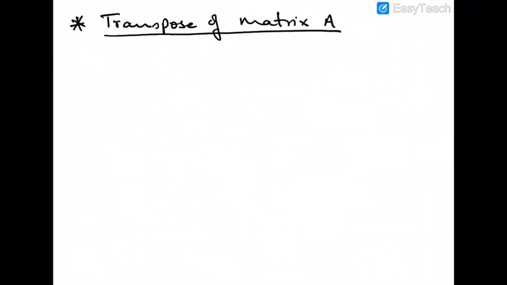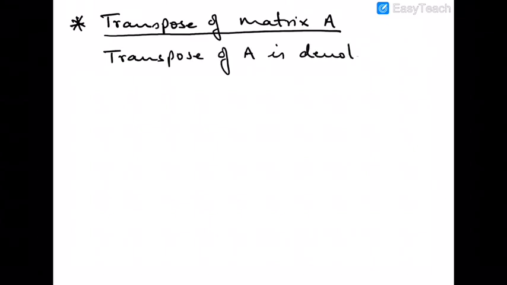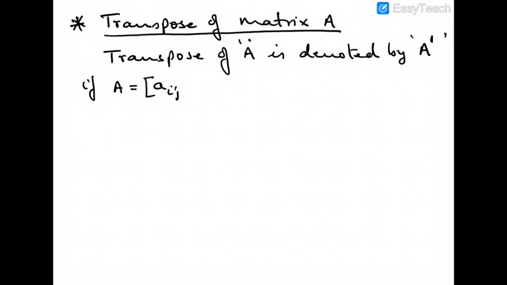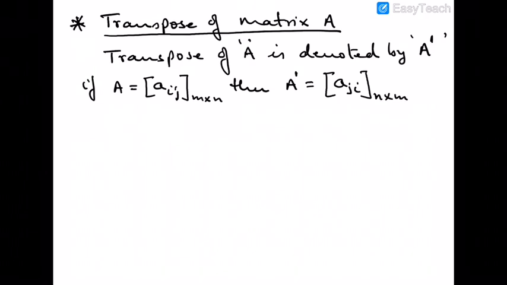Now the transpose of matrix A, where we interchange rows and columns, is denoted by A prime. So if any matrix A is of the form Aij with order m times n, then its transpose will be Aji of order n times m. So columns will become rows and rows will become columns for the transpose of A.